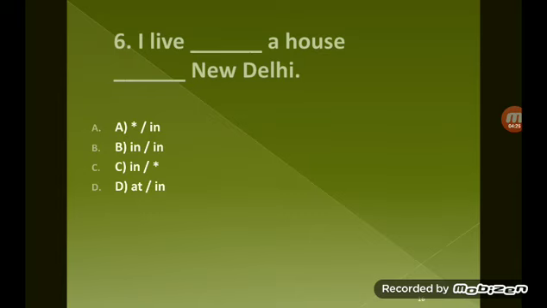Number 6. I live dash a house dash New Delhi. Option A, no word slash in. Option B, in and in. Option C, in slash no word. Option D, at slash in. And the correct answer is, I live in a house in New Delhi.